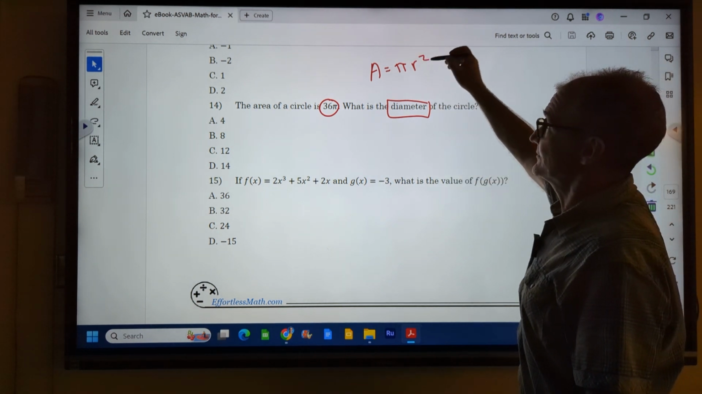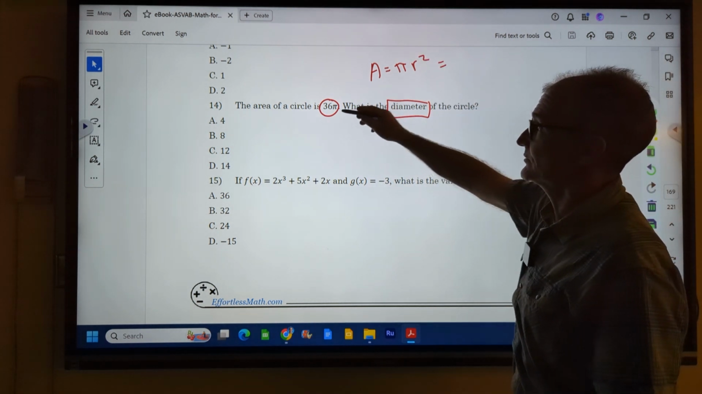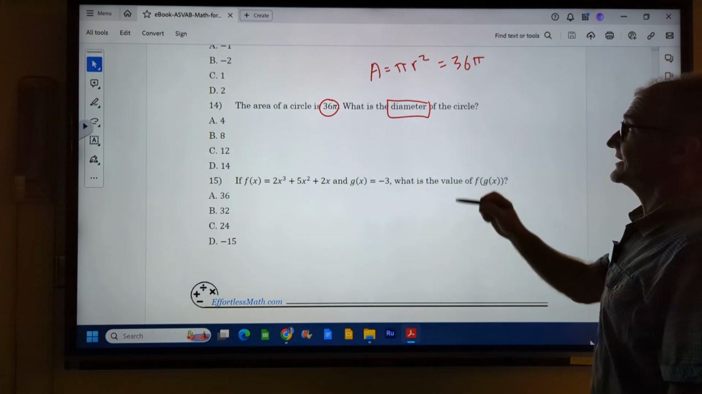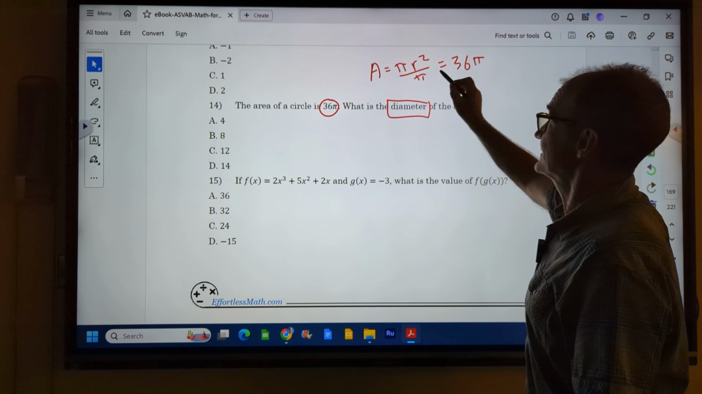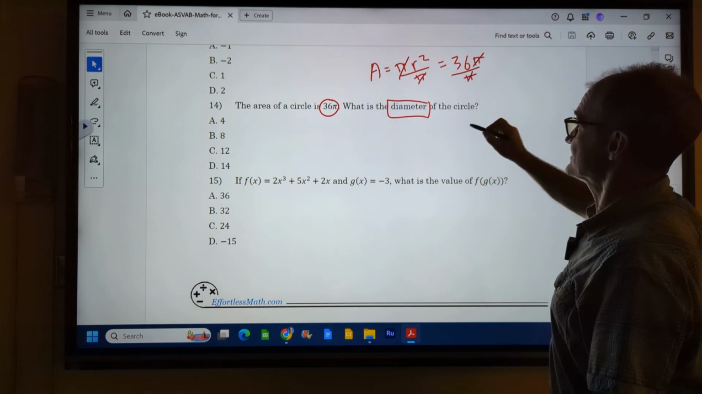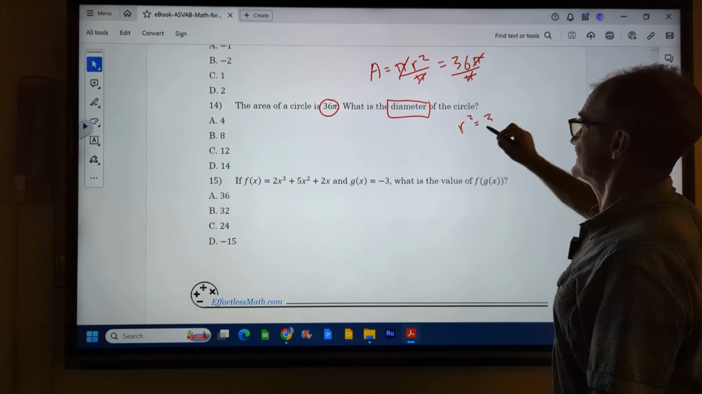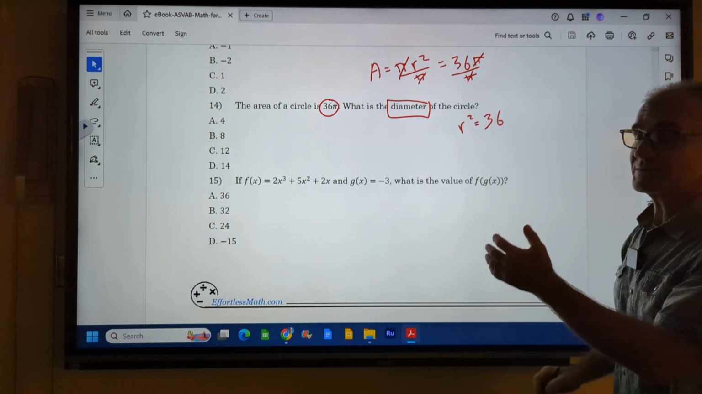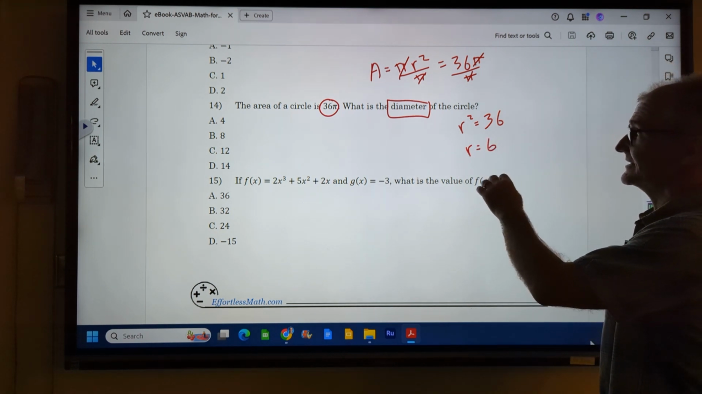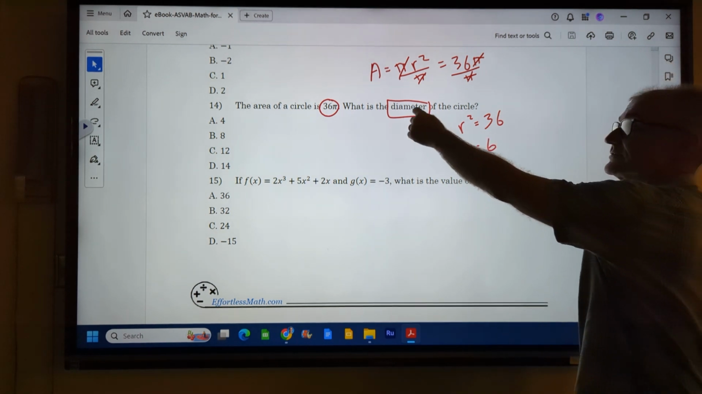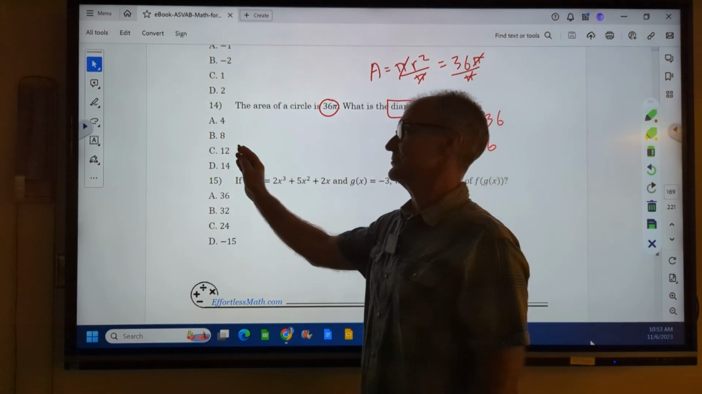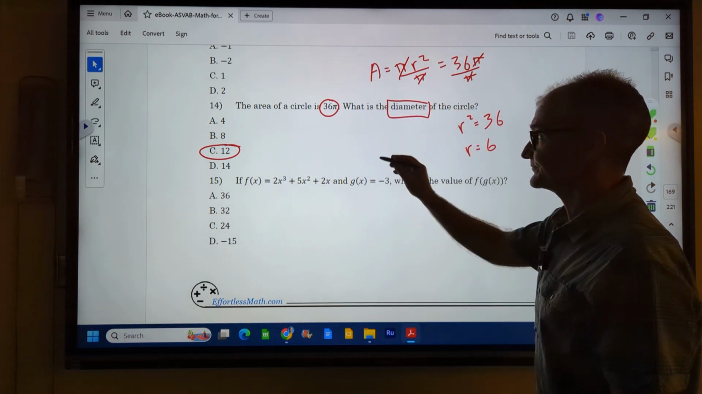So if the area is pi r squared, and I'm told the area is 36 pi, they have to be equal to each other. I'm going to divide both sides of the equation by pi, right? That'll cancel. Now I have r squared is equal to 36. Square root of both sides, the radius is equal to 6. Easy to answer that, but that's not what they're looking for. They're looking for the diameter. Diameter is twice the radius, or 12, correct answer, answer C.